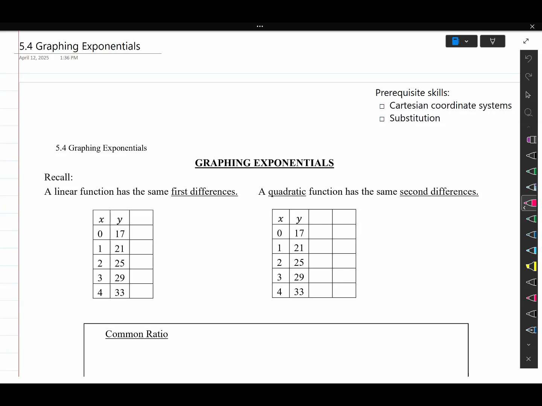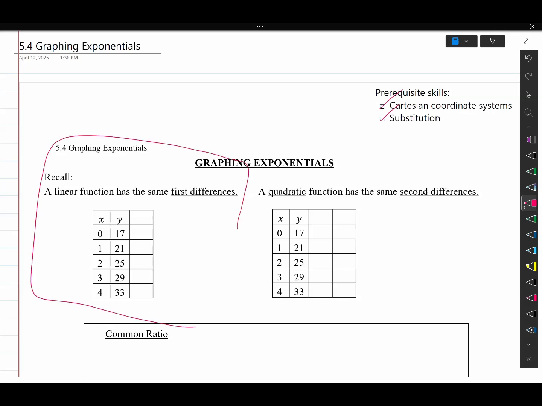If you're in a 3C class, if you're in a 2D class, maybe you have covered it a little bit more recently. But either way, we're working here. We're going to rely on some prerequisite skills. We'll assume you're comfortable working with a Cartesian coordinate system. We'll assume you are comfortable working with substitution from x values into an equation. So we'll jump right in.